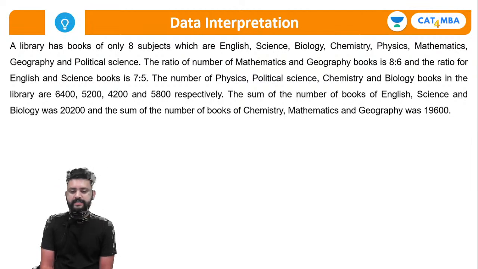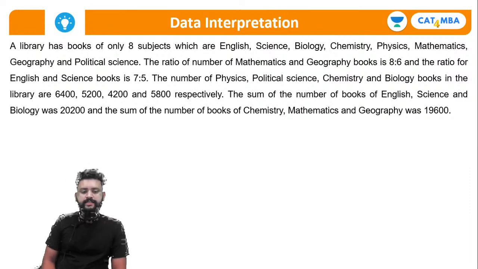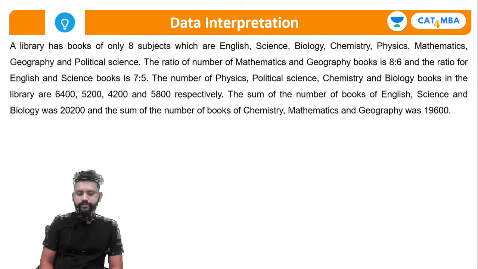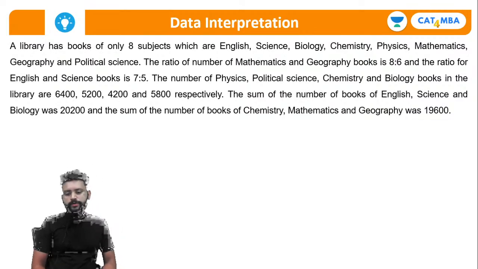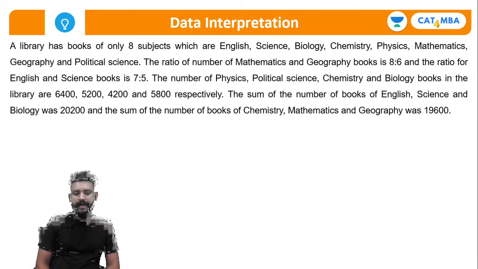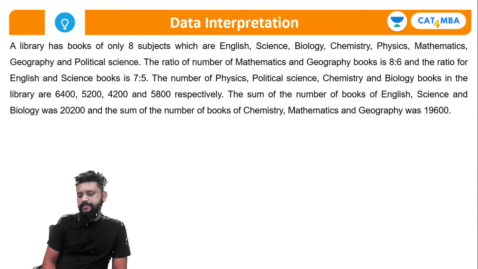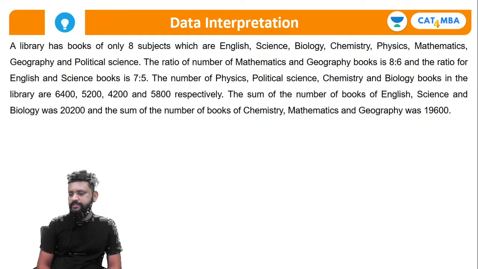The numbers of physics, political science, chemistry, and biology books in the library are 6,400, 5,200, 4,200, and 5,800 respectively. The sum of the number of books of English, science, and biology is 20,200. And the sum of the number of books of chemistry, maths, and geography is 19,600.